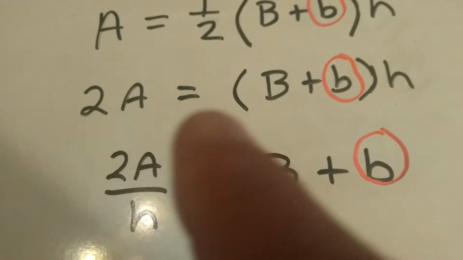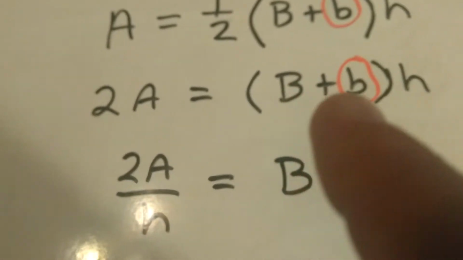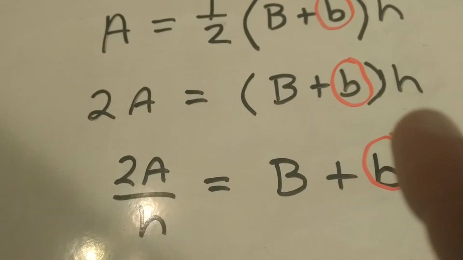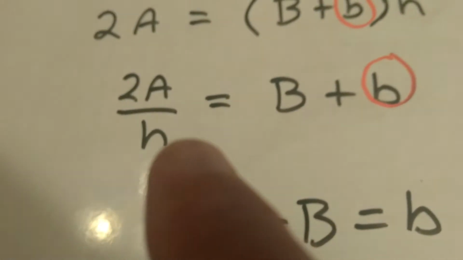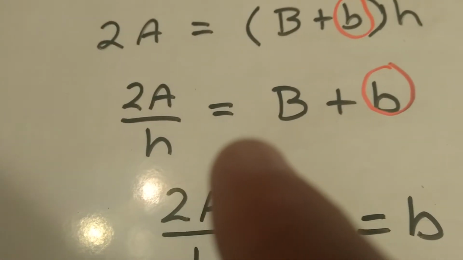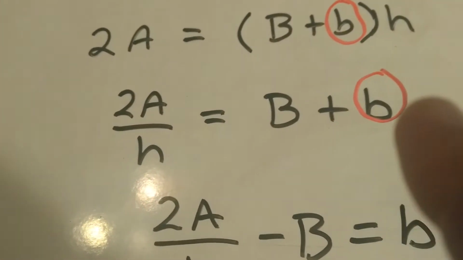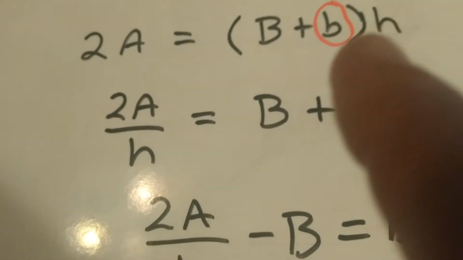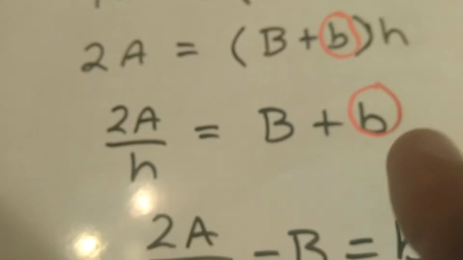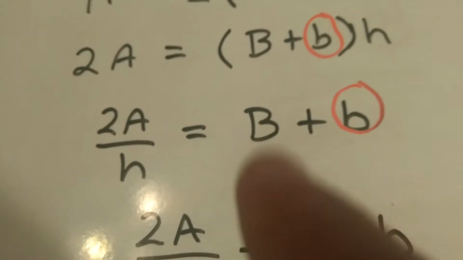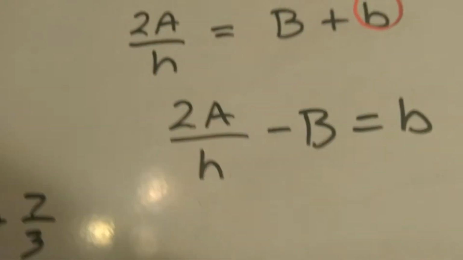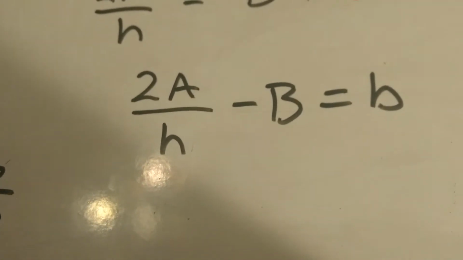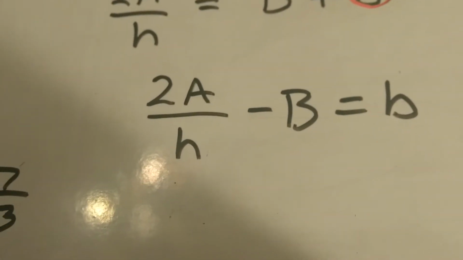So now I get 2A equals parentheses big B plus little b times h. H is multiplying times the parentheses, so I'm going to divide. So now I'm at 2A divided by h equals big B plus little b. Notice because I've gotten rid of everything outside the parentheses, I can drop the parentheses. So now I can subtract big B. Now I've got my answer. 2A over h minus big B equals little b.